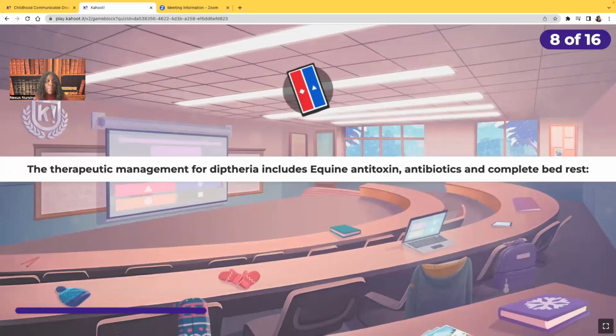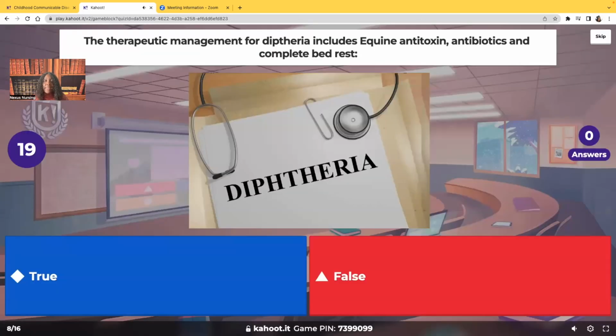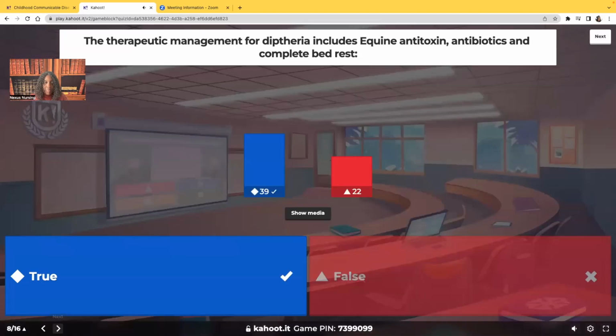True or false? The therapeutic management for diphtheria includes equine antitoxin, antibiotics, and complete bed rest. True or false? Very good. Most of you chose the correct answer. It is true. That's how we treat it. They get the antitoxin, they get antibiotics, and they have to be on 100% bed rest.